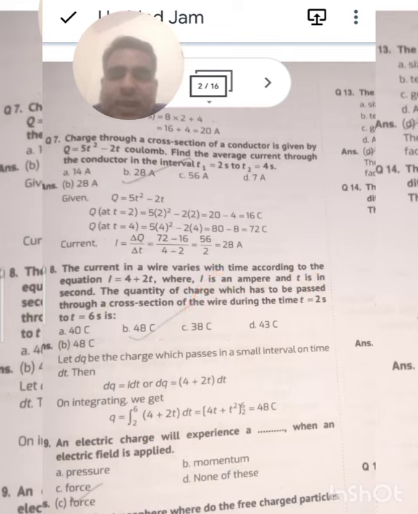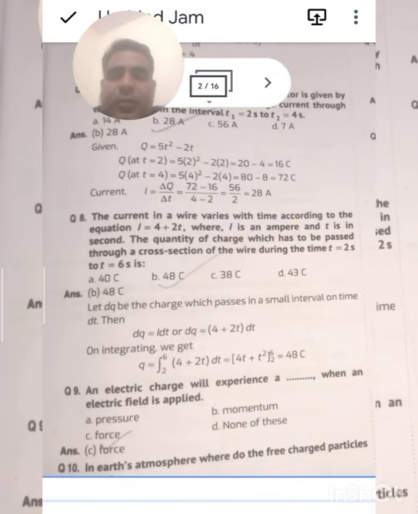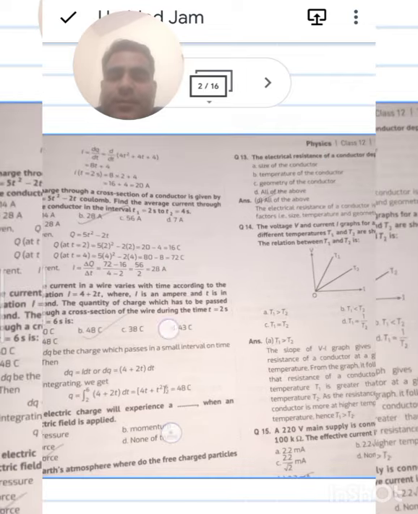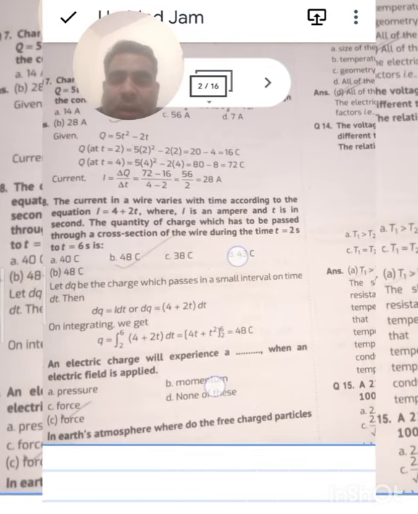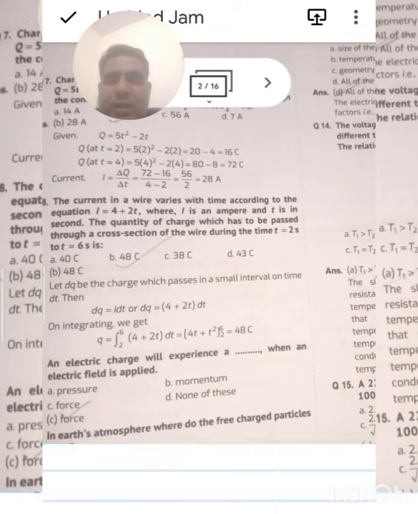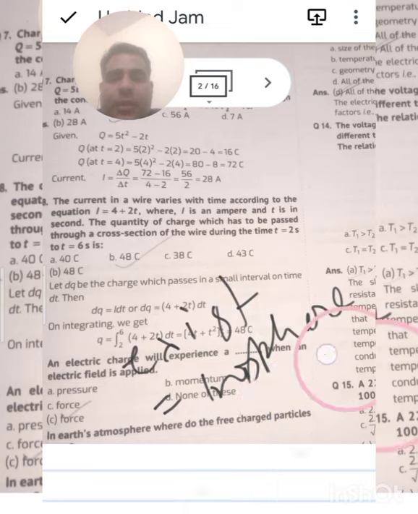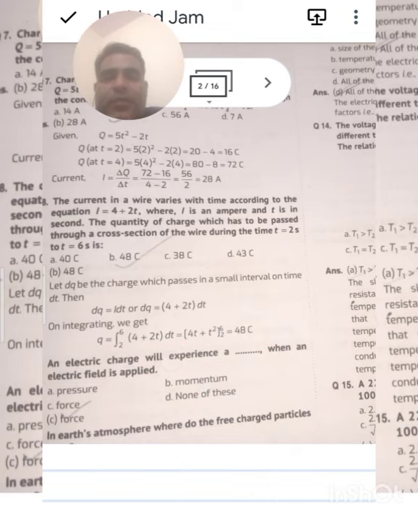An electric charge will experience a force when an electric field is applied. In the earth's atmosphere, where do the free charge particles exist? They exist in the ionosphere. Hope you got the answer of this one.